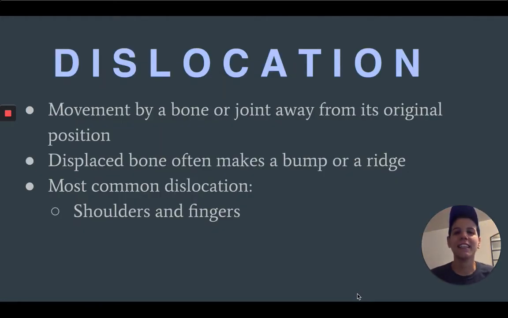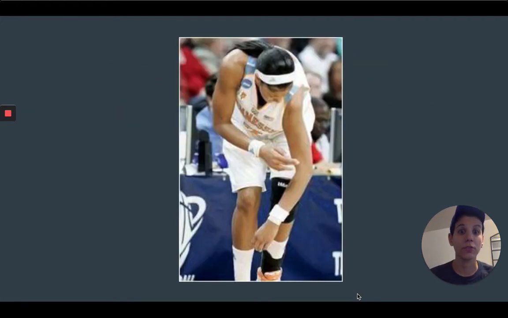The next one is dislocation. This is when there's movement by a bone or a joint away from its original position. There's displaced bone, which often makes a bump or a ridge in that area. The most common dislocation areas of the body are your shoulders and your fingers. An example, the shoulder.